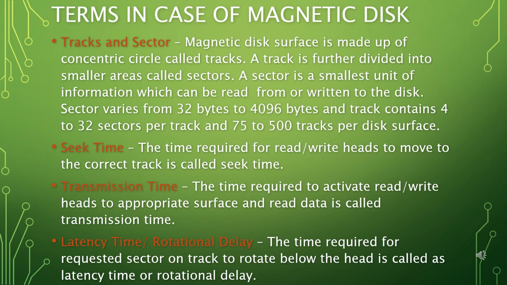Sectors vary from 32 bytes to 4096 bytes, and tracks contain 4 to 32 sectors per track and 75 to 500 tracks per disk. The size differs according to the type of disk, that is CD, DVD, all will have different division of tracks and sectors according to their size.